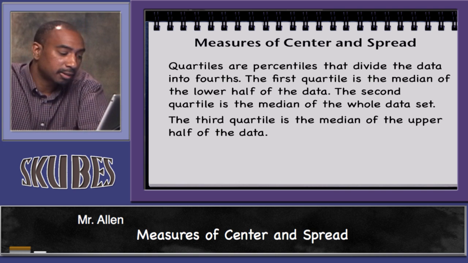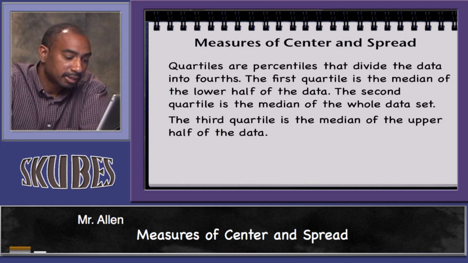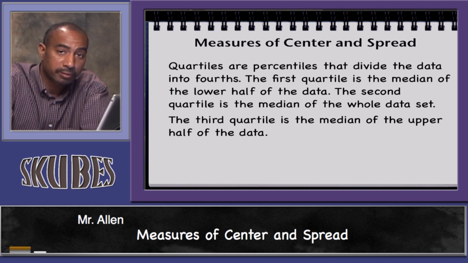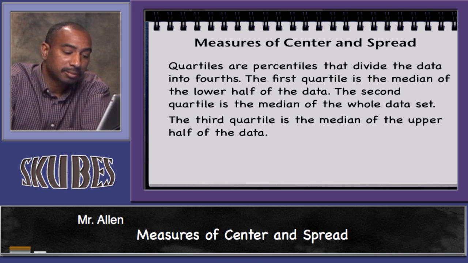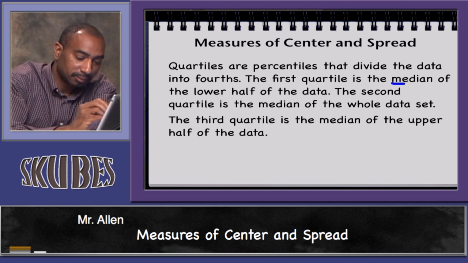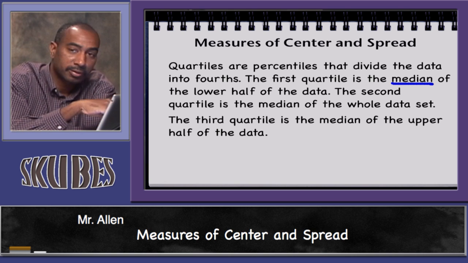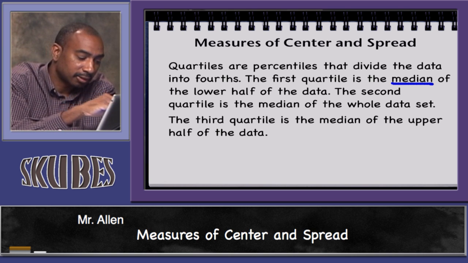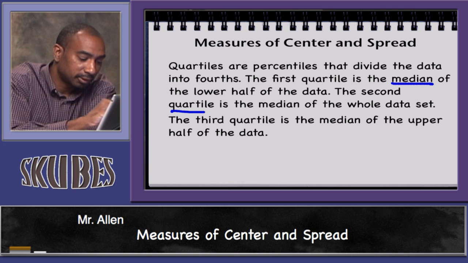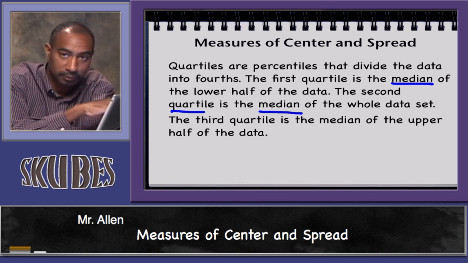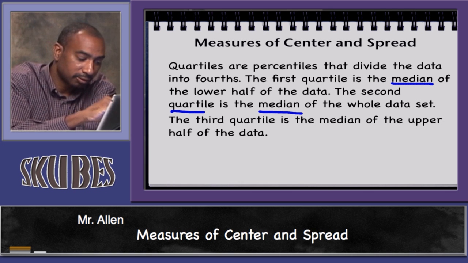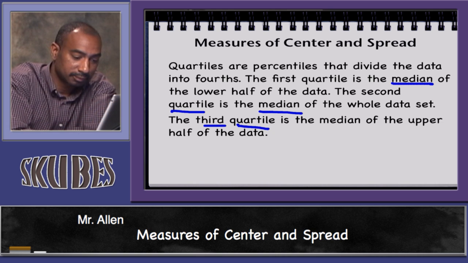All right, quartiles are percentiles that divide the data into fourths, hence the word quarter. The first quartile is the median of the lower half of the data. The second quartile is the median of the whole data set. The third quartile is the median of the upper half of the data.